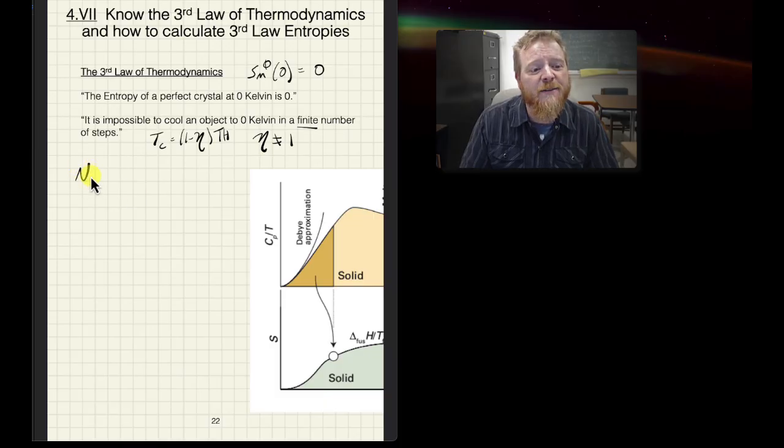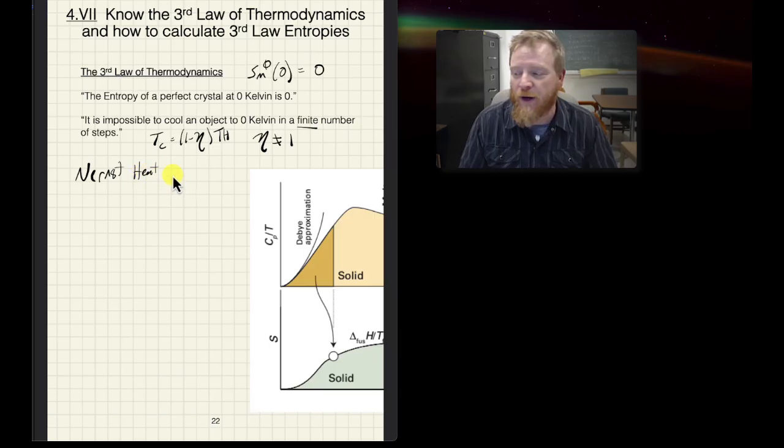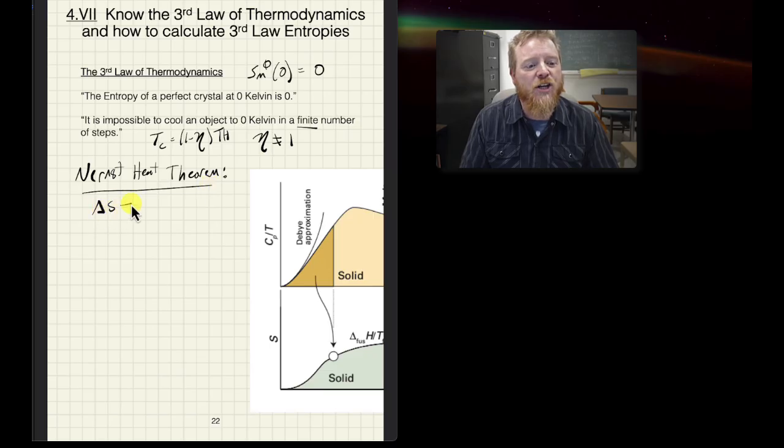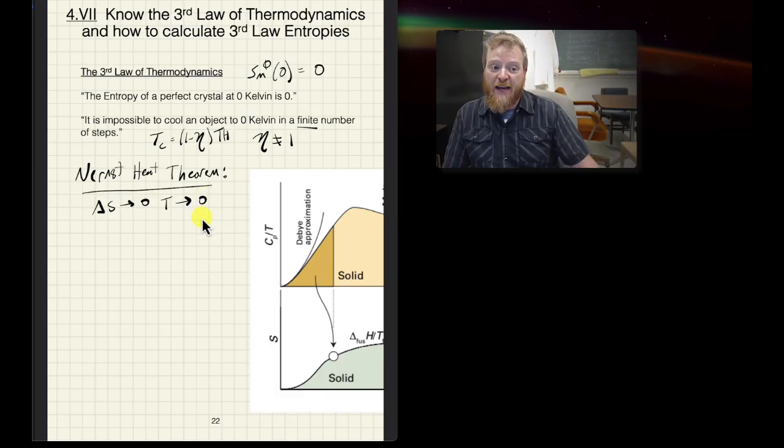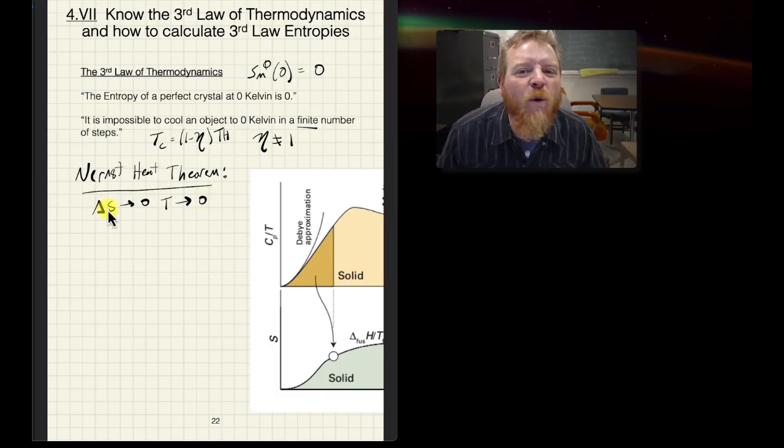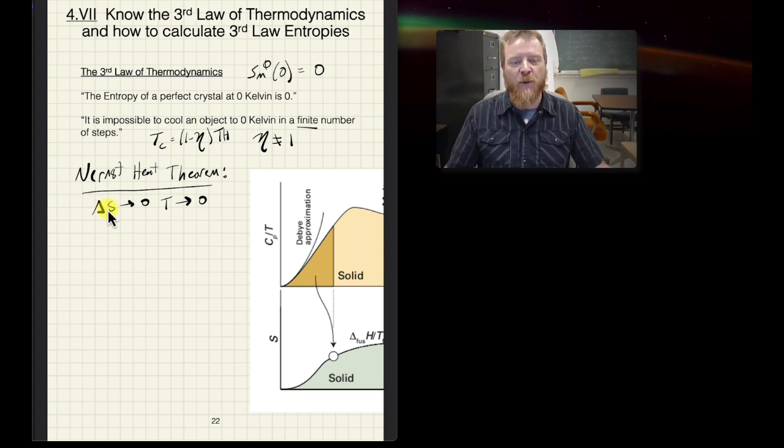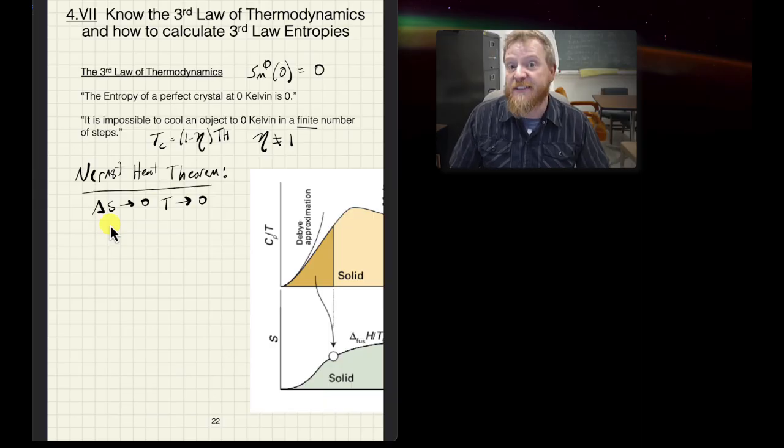So another way of stating this is given by the Nernst heat theorem. That's the same Nernst from the equilibrium expression. I'll just write this one out plainly. This says the change in entropy will tend down to 0 as the temperature tends down to 0. And that's a more realistic way of looking at this, that we can get very, very close to 0 Kelvin, and as we do, our entropy will get very, very close to 0.